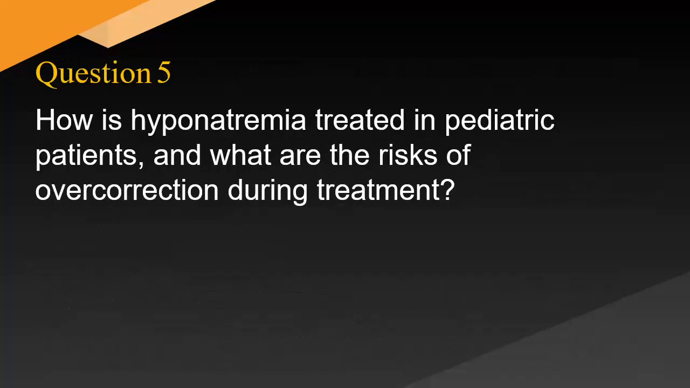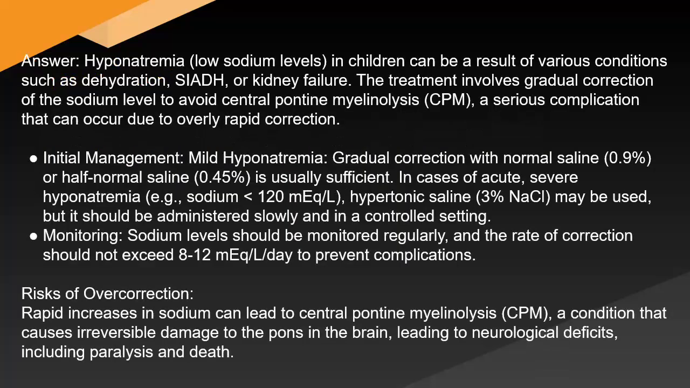How is hyponatremia treated in pediatric patients, and what are the risks of overcorrection during treatment? Answer: Hyponatremia, low sodium levels in children, can be a result of various conditions such as dehydration, SIADH, or kidney failure. The treatment involves gradual correction of the sodium level to avoid central pontine myelinolysis, CPM, a serious complication that can occur due to overly rapid correction.